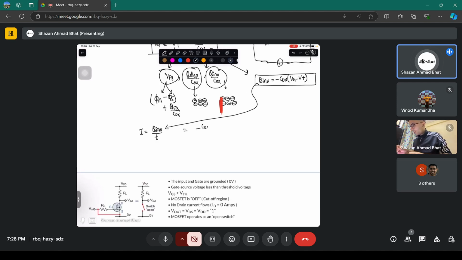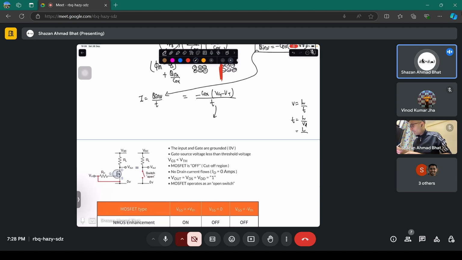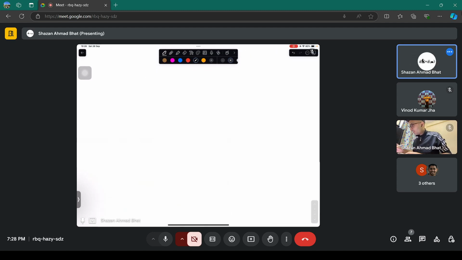You can write it as minus Cox (Vg minus V threshold) divided by time. What is this time? Velocity is distance per unit time. Distance means channel length per unit time. So time is channel length divided by velocity. This is drift velocity, so you can write L over mu times electric field, because drift velocity is mu times electric field.